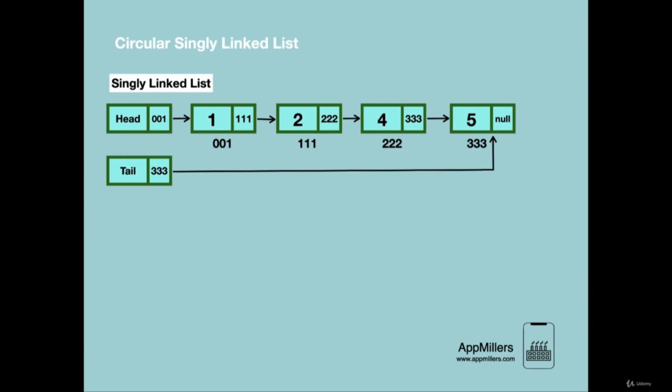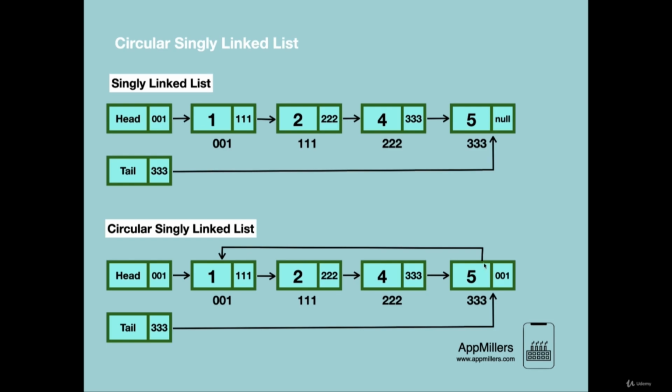Firstly, let's quickly recap what a circular single linked list is. As mentioned earlier, the circular single linked list is exactly the same as the single linked list. The only difference is that the last node in a circular linked list points to the first node over here. However, in the case of single linked list, the last node points to null, so it's not referencing any value. But in the case of circular single linked list, it points to the first node. As you see, the reference of the last node is the physical location of the first node over here, which is 001.